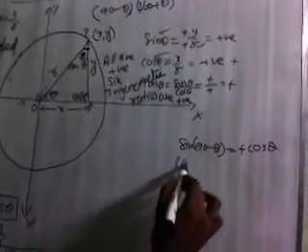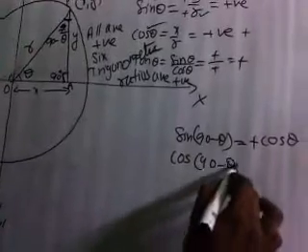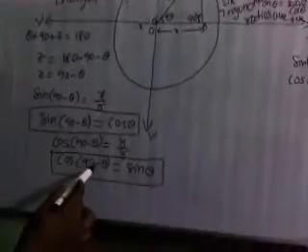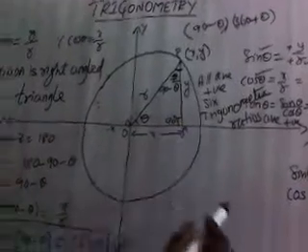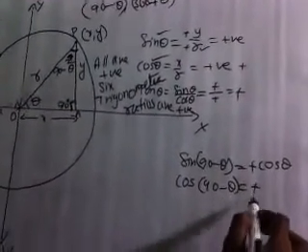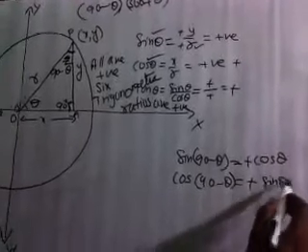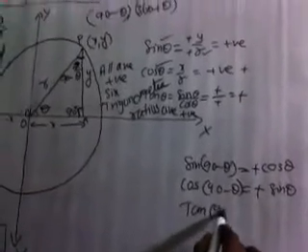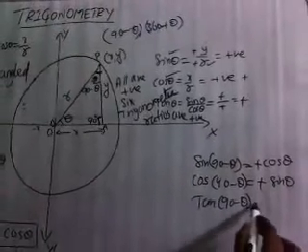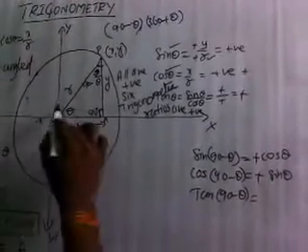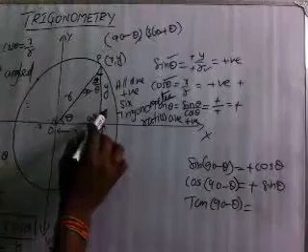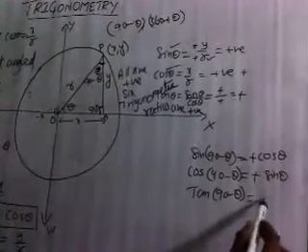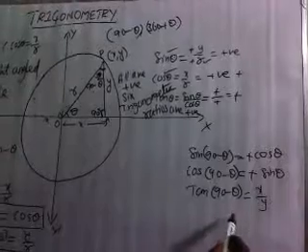Similarly, cos of 90 minus theta is sin theta. The angle 90 minus theta lies in the first quadrant, where all are positive. So cos 90 minus theta is equal to plus sin theta. Similarly, tan of 90 minus theta: the opposite side is x, the adjacent side is y, so x by y. But x by y we call cot theta.